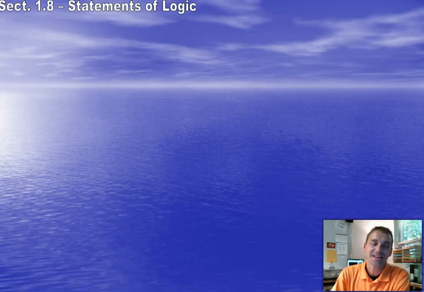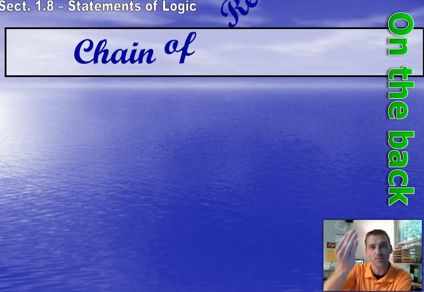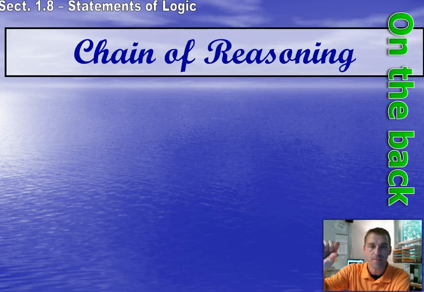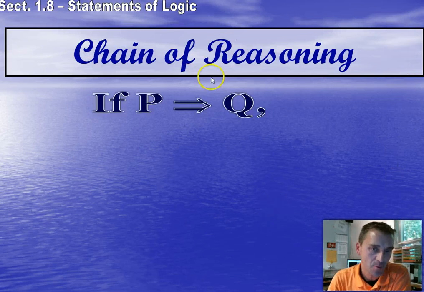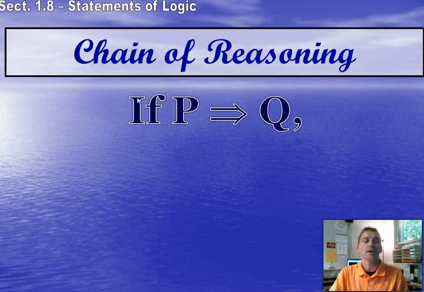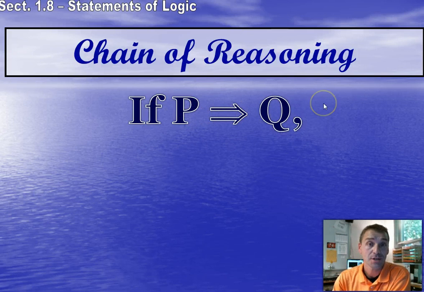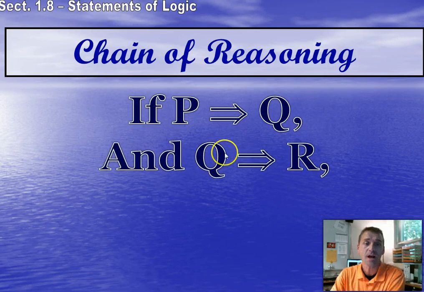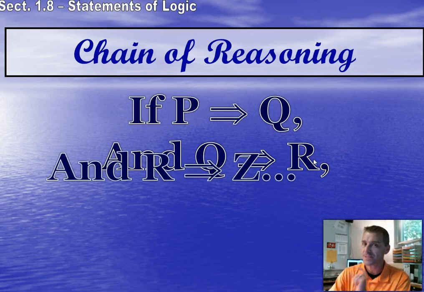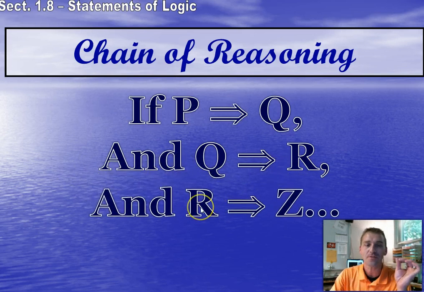Alright guys, last thing, and on the back of the foldable, so flip the foldable over, write chain of reasoning on the very back of it, and here's the example that we're going to do. So if we have some type of a conditional statement, an implication where P implies Q, and it is true, we know for a fact it's a true implication, a true conditional statement, and at the same time we also know this thing Q implies something that's R, whatever that is. But then at the same time, we also know another implication, R implies Z.